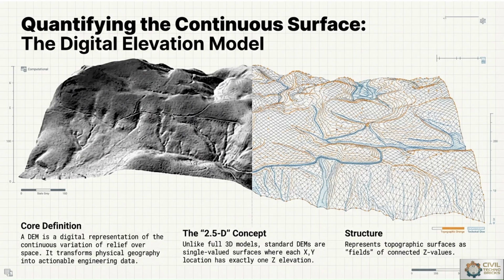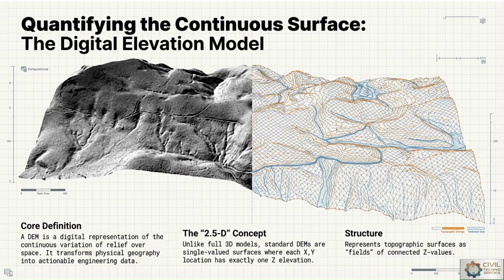The digital elevation model and the various ways we represent the terrain in GIS environment. So in civil engineering, the Z coordinate, that is the elevation, is just as important as the horizontal position. Here we explore the mathematical and data structure used to model the Earth's surface, specifically comparing raster-based digital elevation models with vector-based triangulated irregular networks, that is TIN.